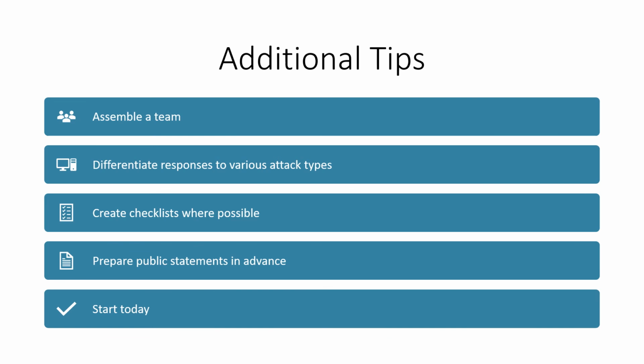Differentiate responses to various attack types. Not all attacks will result in the full incident response plan. For example, say a user falls for a phishing email and notifies IT right away. With a quick response, the threat may not spread and the malware can be removed immediately. However, an attack like ransomware could surely include the entire response. We also recommend creating a checklist wherever possible to help you through any panic during an incident.